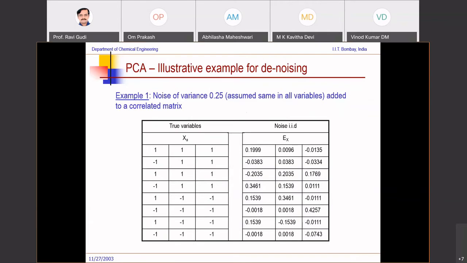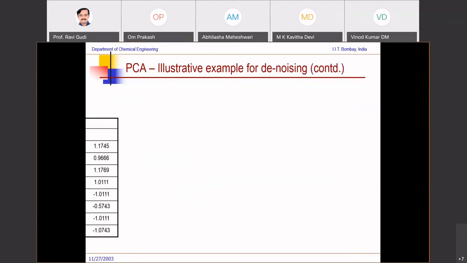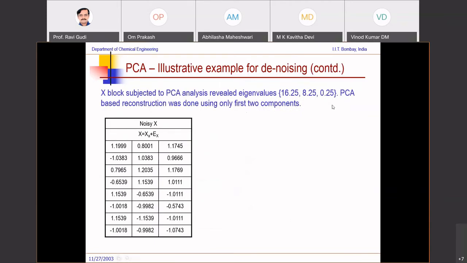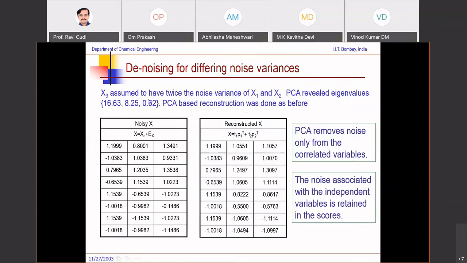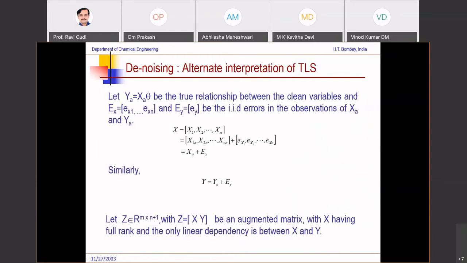I just talked about this example 1 with noise of equal variances, and it shows up as 0.25. With noise of unequal variances, it gets corrupted in that sense. It still shows you a small eigenvalue which is substantially smaller than the other two, but it's not the same. So, two inferences: PCA removes noise only from the correlated variables, and the noise associated with the independent variables is retained in the scores. This is a simple simulation that you can also perform, with some interesting results.